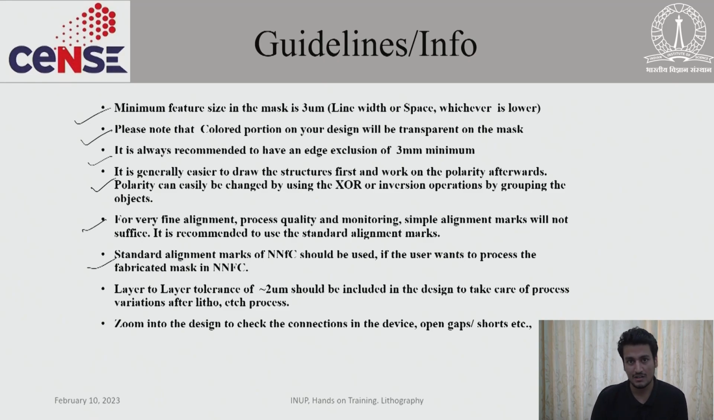So keeping that in mind, we should always keep at least 2 micrometers of tolerance in the alignment, because if we are going for, suppose, 6 or 7 layers of alignment, there might be, suppose, 250 nanometer misalignment in the first and second layer. That misalignment will affect the third layer alignment. It might also affect the dry etching or wet etching process. So the overall misalignment will be there, and keeping that in mind, we recommend keeping at least 2 micrometer alignment tolerance.